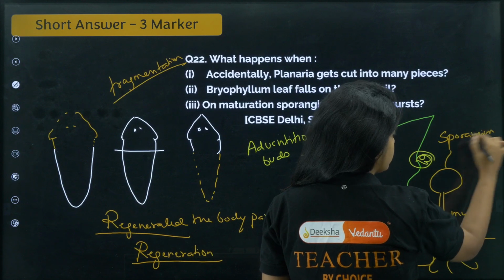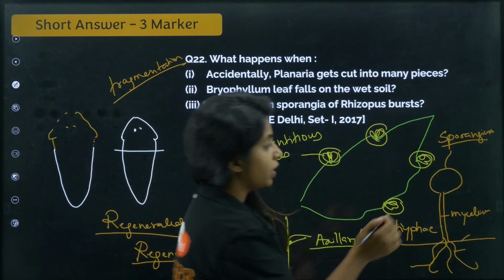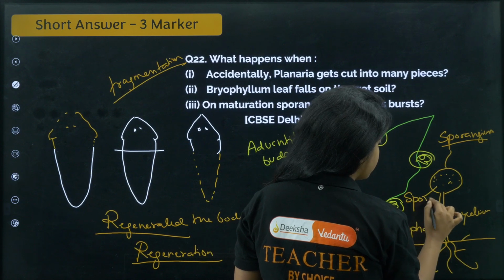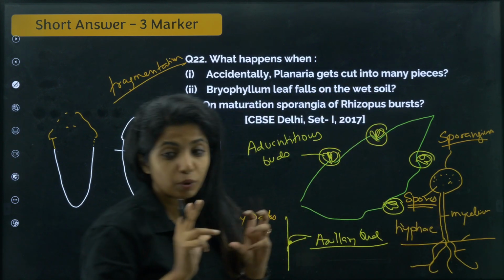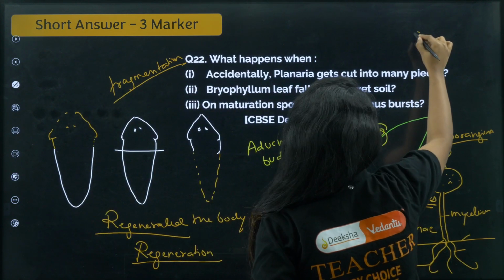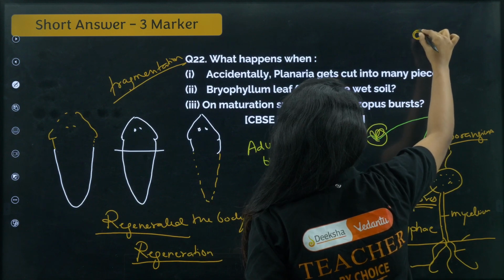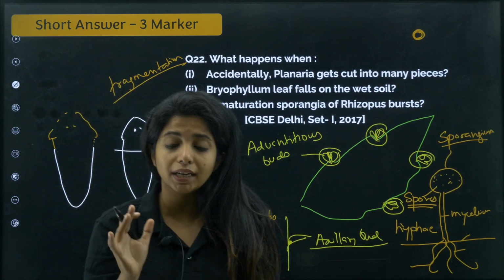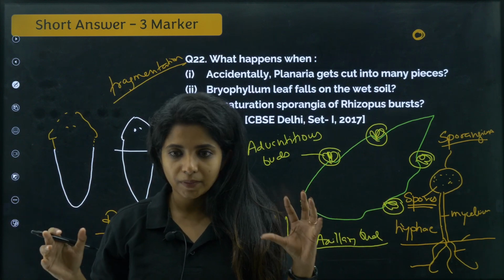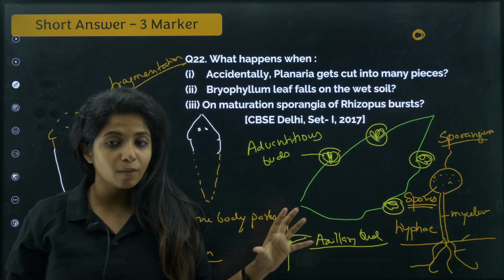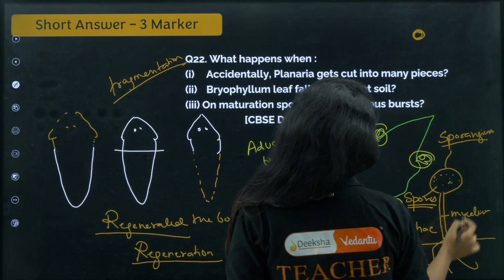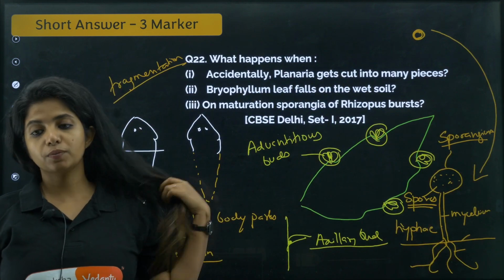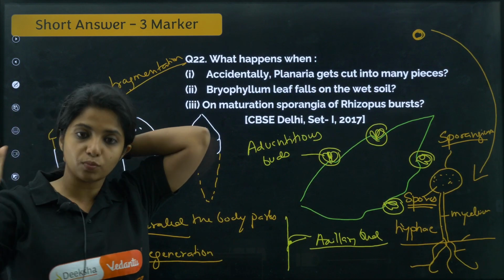And now you are asked this question: what if the sporangium bursts? Sporangium, if it bursts, it will give rise to what? Spores. And spores are the reproductive structures. The spores that you see are covered by a cyst, which helps them stay protected under any atmospheric condition. And whenever the moist atmosphere comes back, they will give rise to a whole thing like this. So on maturation, the sporangium of Rhizopus bursts, then this will happen.